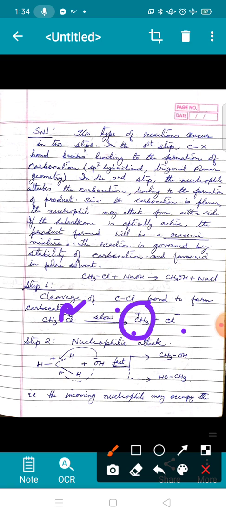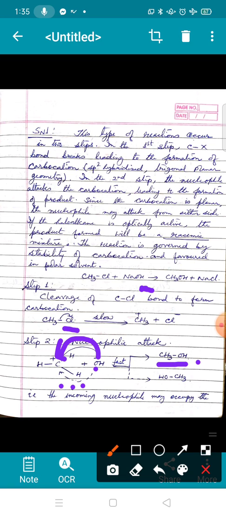Now this carbocation which is formed has a trigonal planar geometry. I have drawn a sleeping carbocation. So the incoming nucleophile, which is the OH- forming from NaOH, may attack from the top, leading to the formation of CH3OH, where OH is also forming on the same side as that of the halogen, or it may attack from the opposite end or the reverse side, and you can see I have put dotted lines here.